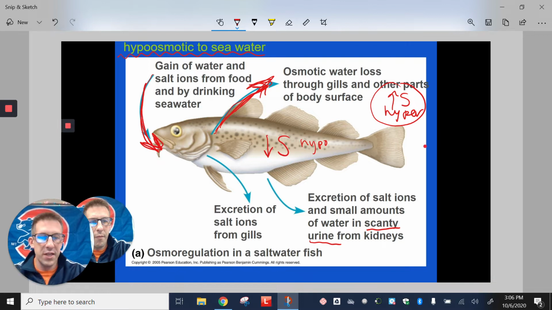This is another adaptation that allows him to combat this water loss. Okay? He produces scanty urine. And scanty urine, it's gross. It's basically like a paste.